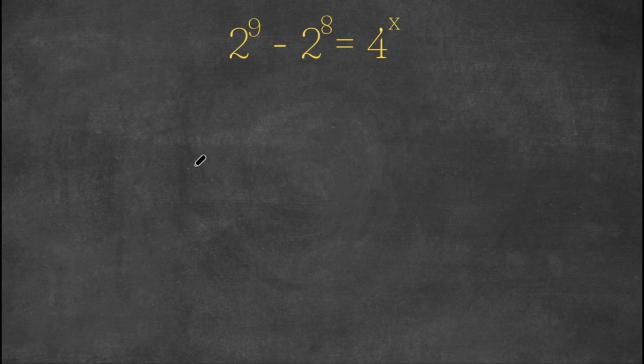In today's video, I'm going to be teaching you guys how to solve this exponential equation. So we have 2 to the power of 9 minus 2 to the power of 8 equals 4 to the power of x.